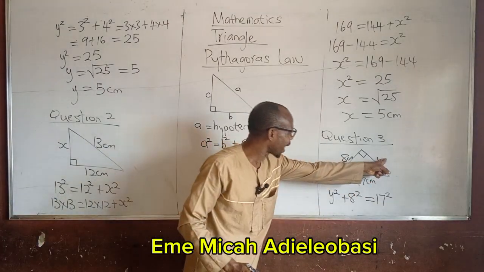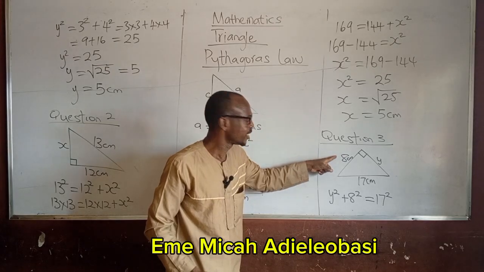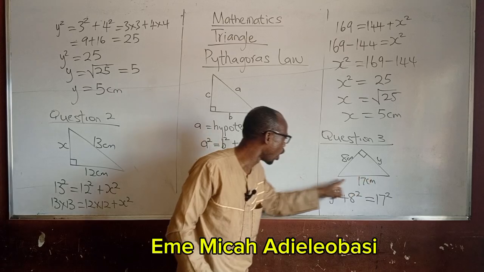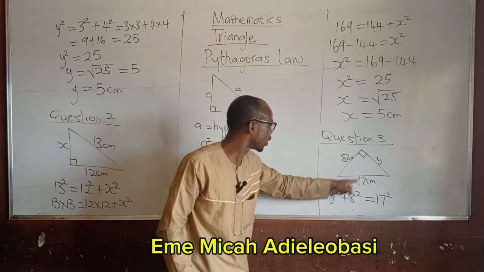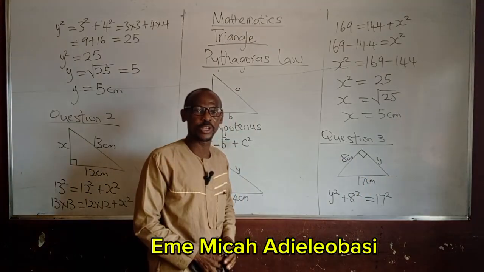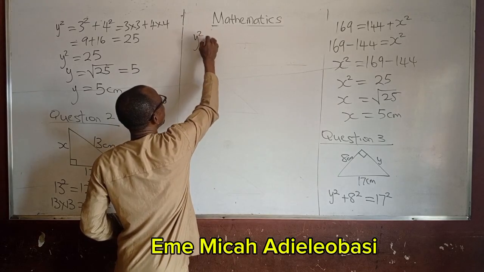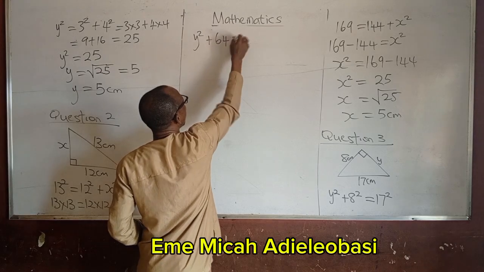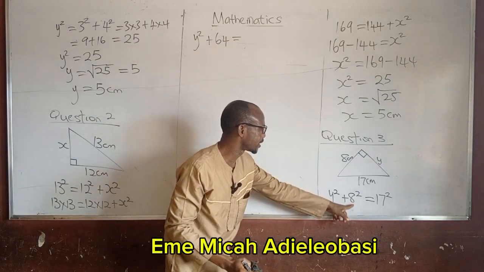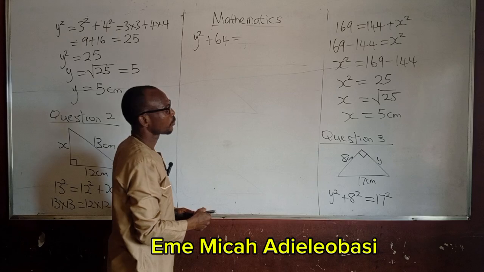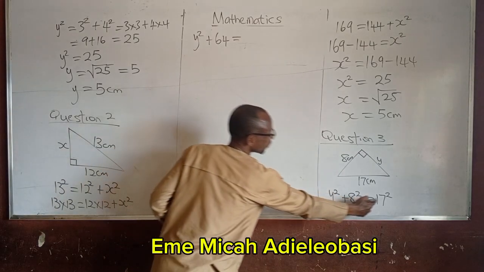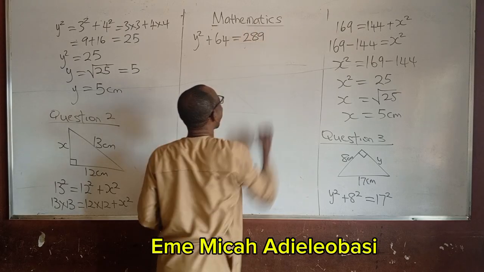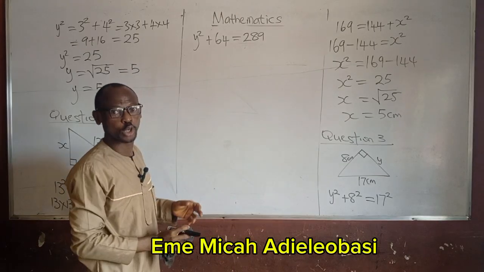Pythagoras say if we square this side, square the other side, if we add them together, it go dey equal to the square of the long side, the hypotenuse side where they face the 90 degree. Y square plus 8 square will give us what? 8 square means 8 times 8 will give us 64. And our 17 square will give us 289.